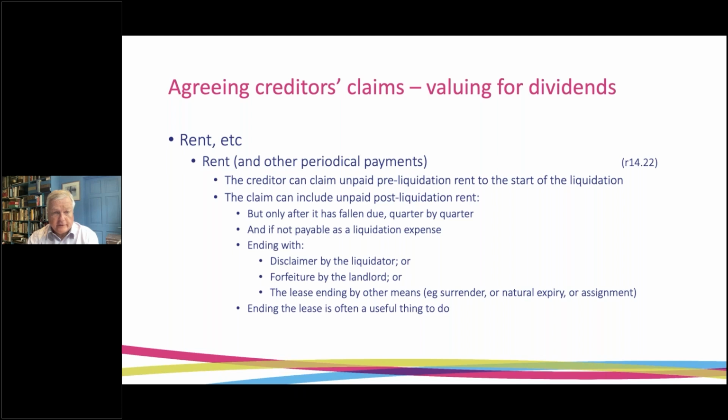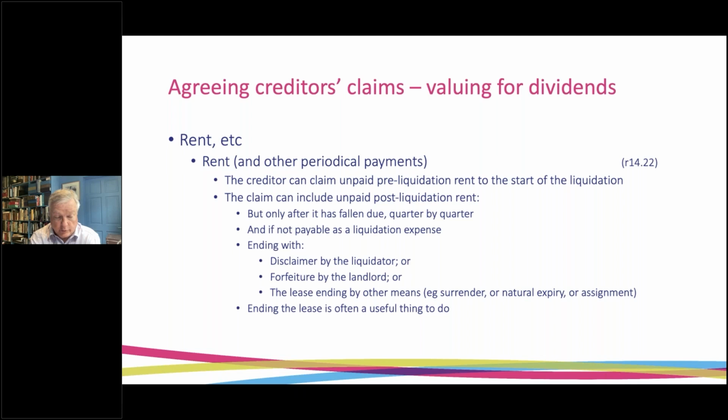Another special case is rent and other periodical payments. Under the rules, strictly speaking, the claim in the liquidation is the unpaid rent accruing to the start of the liquidation. But landlords, other creditors entitled to periodical payments are also allowed to add to their claim the post-liquidation payments as and when they become overdue for payment. So that means if the rented premises are empty, nobody's paying the rent, that means quarter by quarter the landlord can increase their claim by the unpaid quarter's rent. And that's undesirable because it's an open-ended commitment in the liquidation, and it could result in you having to keep the liquidation open until that commitment comes to an end.